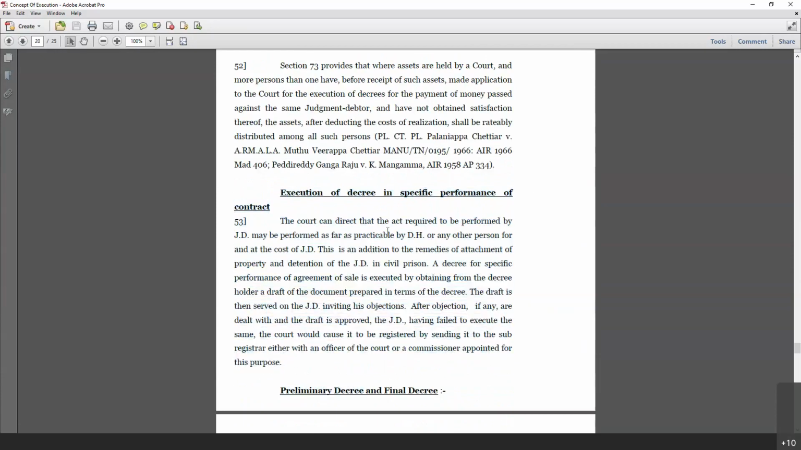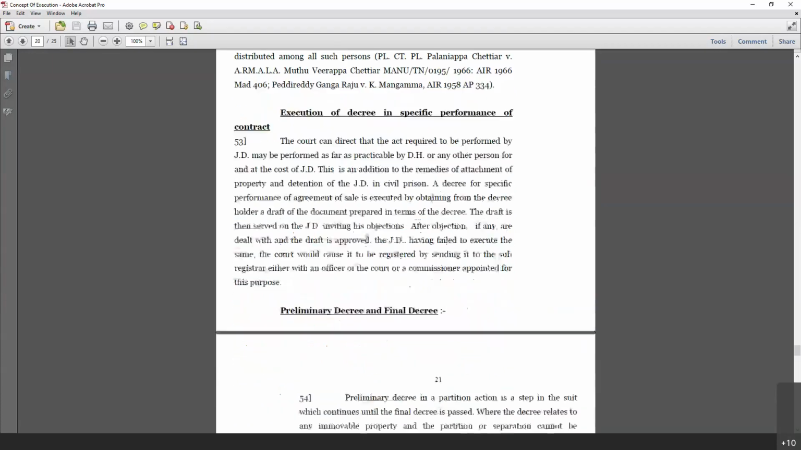So, like I mentioned, the straightforward avenue open is to ensure that the property concerned is transferred into your name, including by having it registered by the competent sub-registrar through an officer of the court if the judgment debtor refuses to cooperate in this regard.